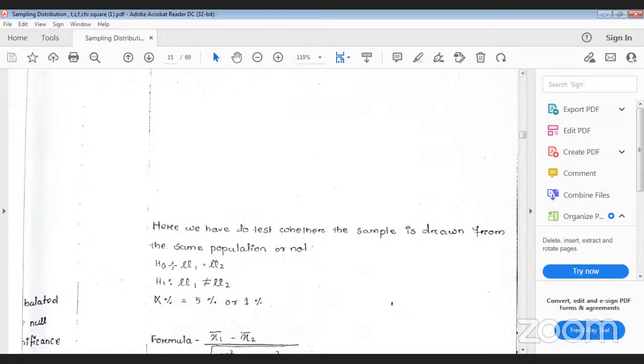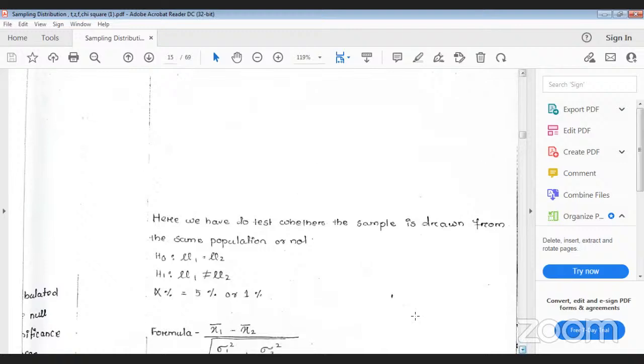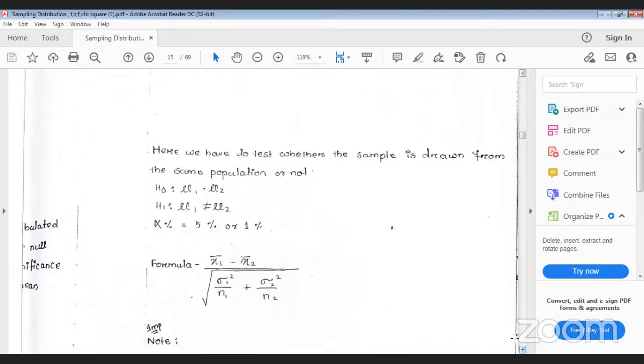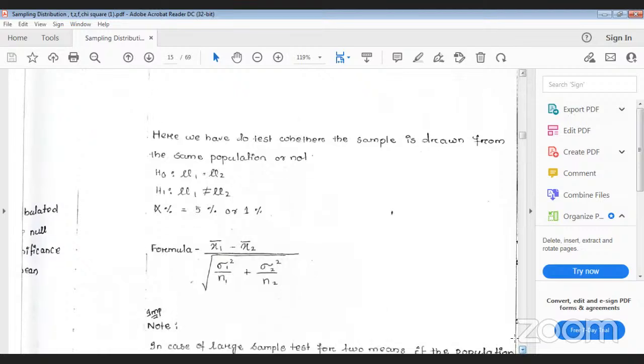That's why it will be mu1 equal to mu2. For Sambalpur University suppose it is mu1, for Utkal University it is mu2, and we take the assumption that the population mean of Sambalpur University is equal to the population mean of Utkal University or not. Okay. Then the alternative is not equal, with alpha percent, which may be 5% or 1%, the same, but the formula is different.